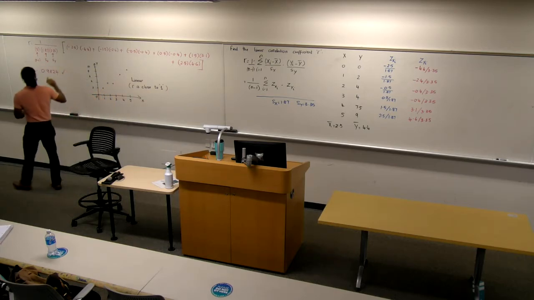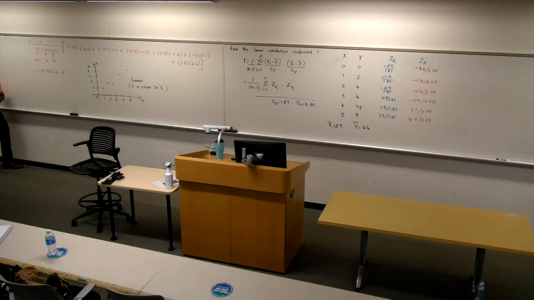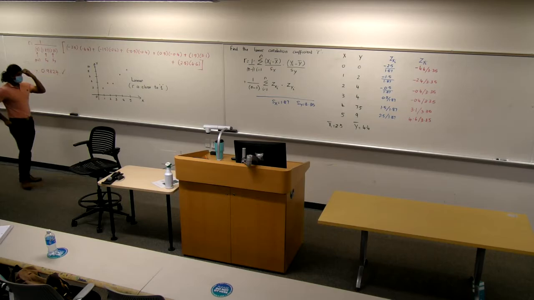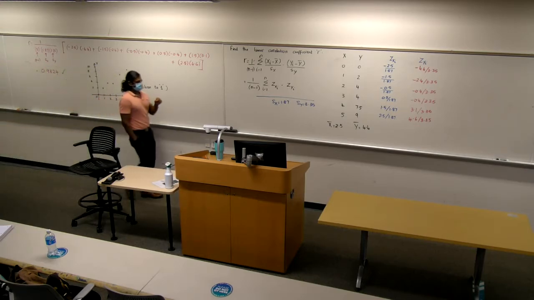So that particular number is believable. We have a positive relationship and it is increasing. Now the question is, what is the equation of that line that would describe these points?